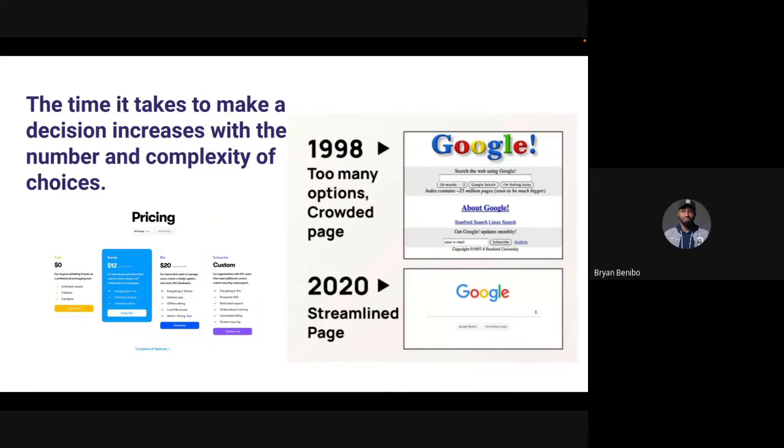The time it takes to make a decision increases with the number and complexity of choices. This is where I would advise all the designers here. If you're ever designing a logo for a client or you're doing brand identity design, try not to give them more than 2 options, because the more options you give them, the more time it will take them to make a decision.